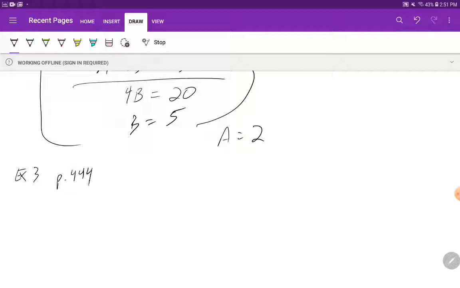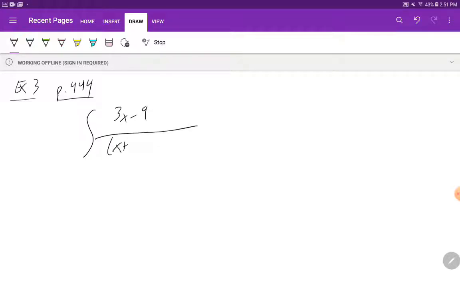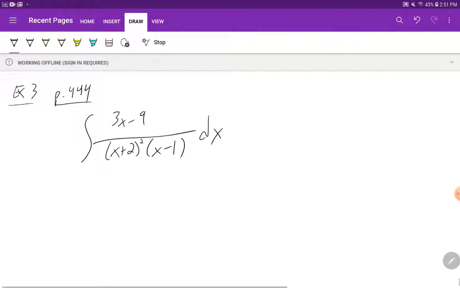That is the PDF page, not the book page. Okay, so watch out for that. So this is the integral of (3x minus 9) over (x plus 2) squared times (x minus 1). So let's say you're given this scenario.